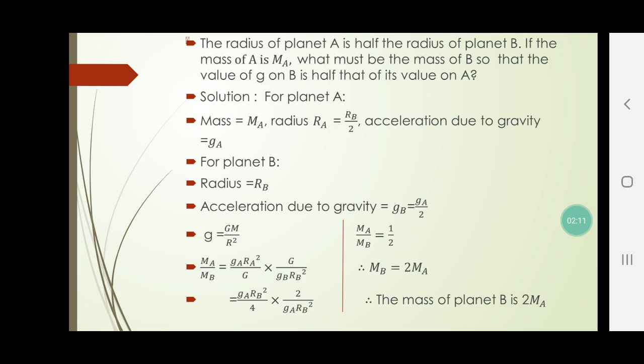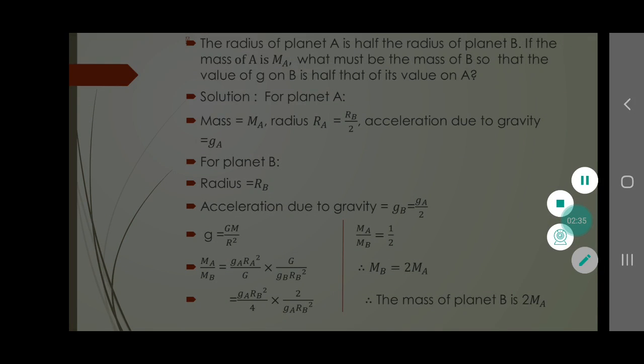The radius of planet A is half the radius of planet B. If the mass of planet A is ma, what must be the mass of B so that the value of g on B is half that of the value on A?